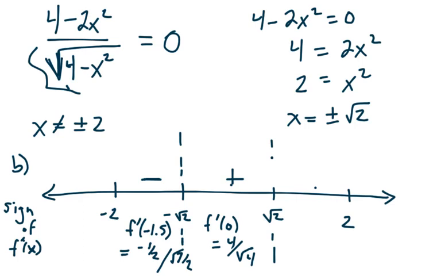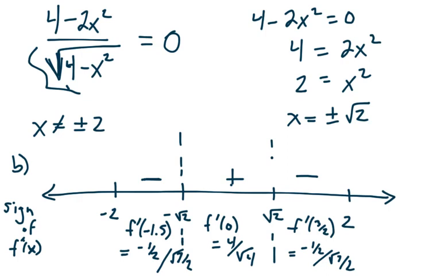And then lastly, I'm going to test a point between root 2 and 2. So I'll pick 1.5 or 3/2. So f prime of 3/2, if we plug that in, that comes out to be minus 1/2 over root 7 over 2, which is a negative number. So that tells us that our function is decreasing from root 2 to 2.